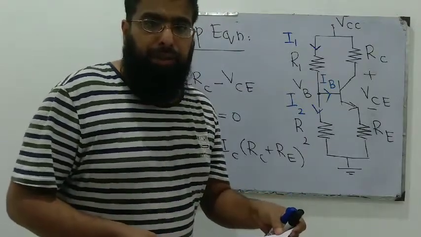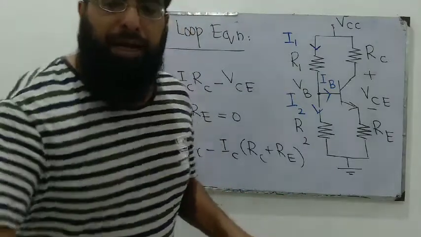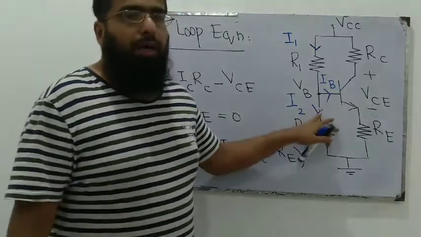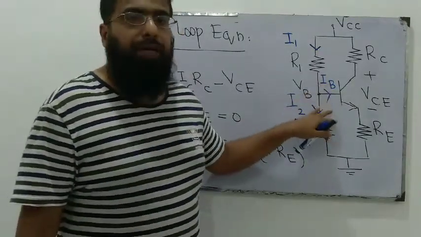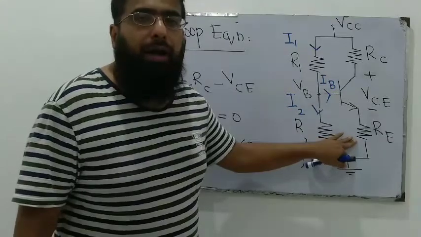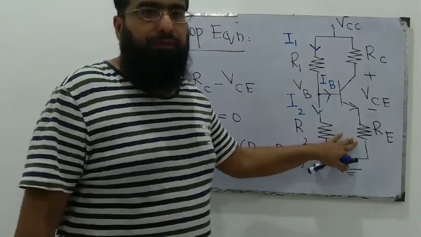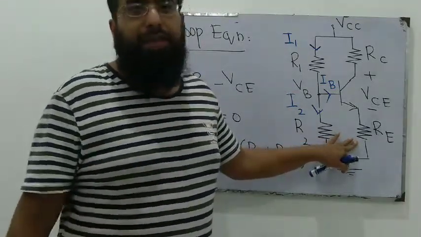That's all for this lecture, and in the next lecture we will study the stability that is added into a BJT based amplifier if we add an RE. The effect of RE adds stability. We'll see in the next lecture.